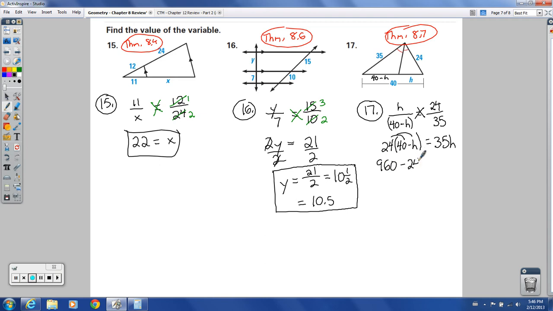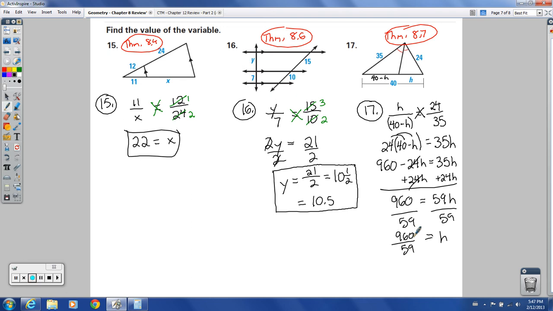So 960 minus 24h equals 35h. If I add 24h to both sides, that'll cancel there. 960 equals, this would be 59h. And if you divide both sides by 59, you should get your answer. So h is going to be that. So let's see if we can reduce that.